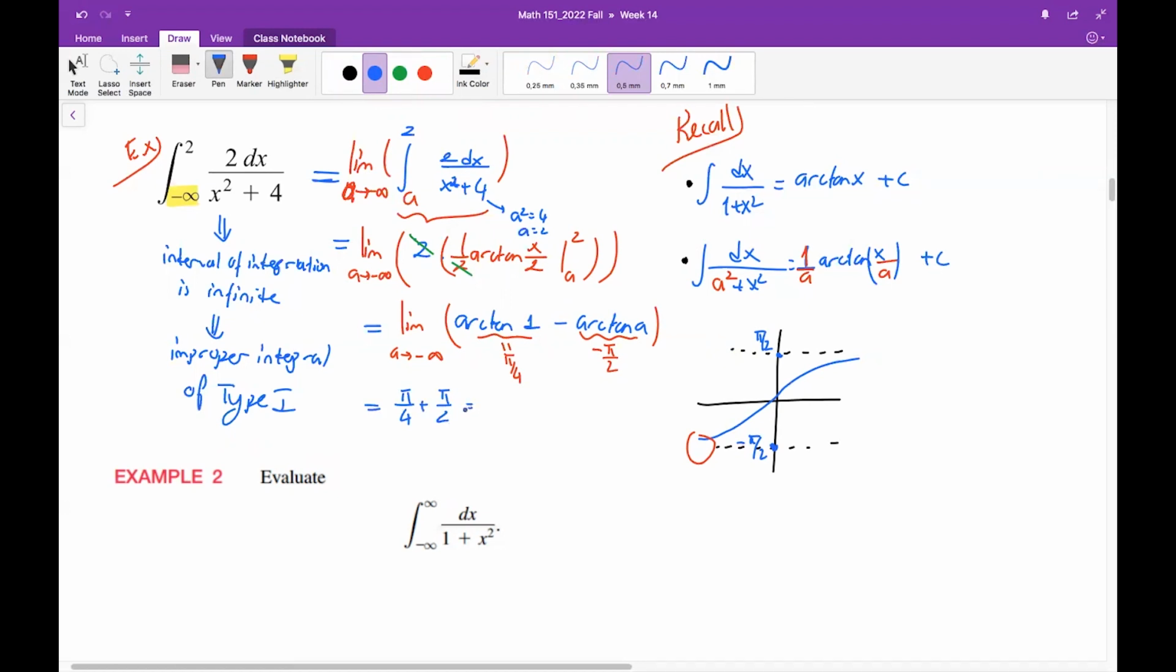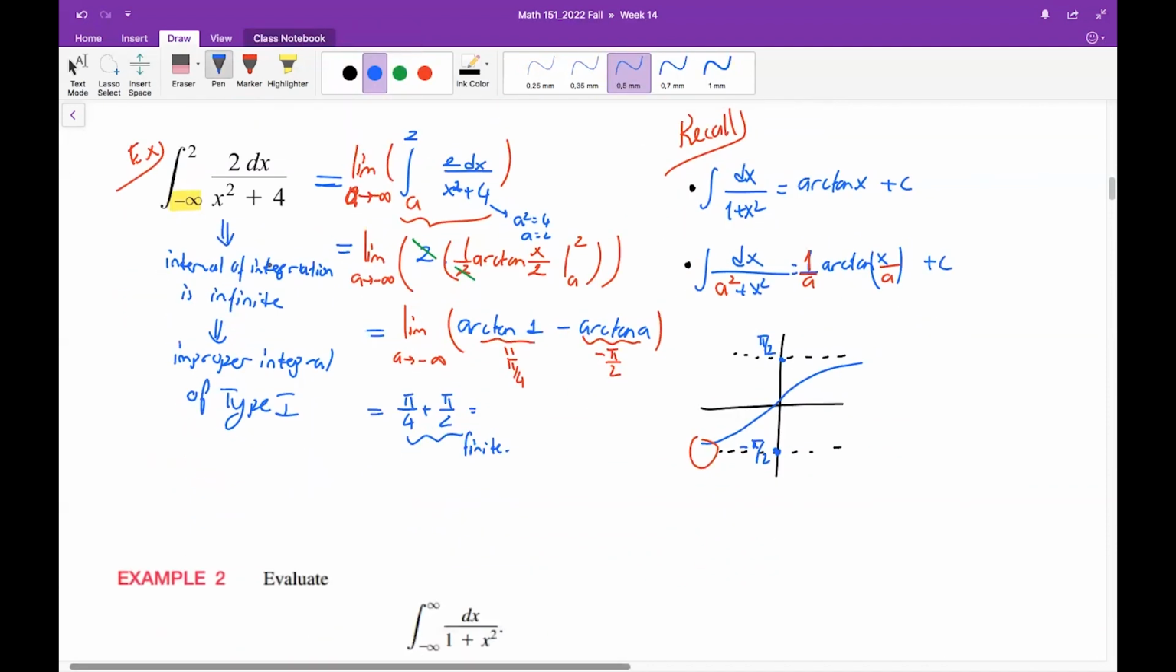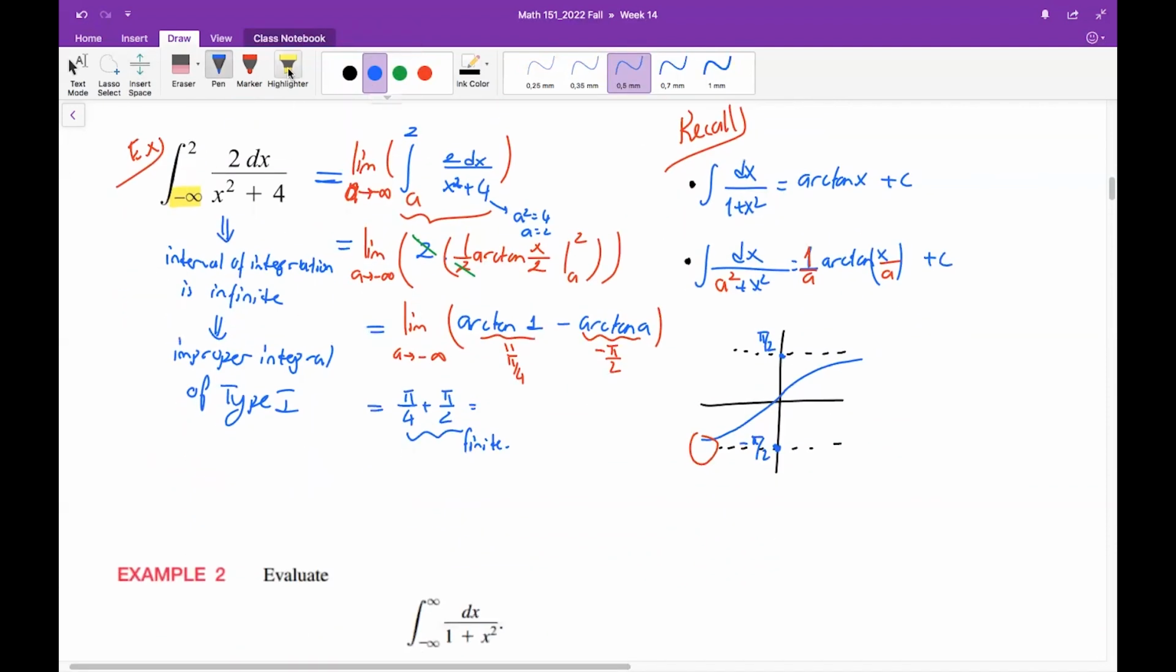So the result is a finite number, you see? It's a finite number. Even if the interval of integration is infinite, and this is an improper integral because the interval of integration is infinite, the result may be finite. Then you will call your improper integral a convergent one. Okay, if the result is finite, you call your improper integral convergent. The improper integral converges, or you can say that it is convergent, if the result is finite. Okay.